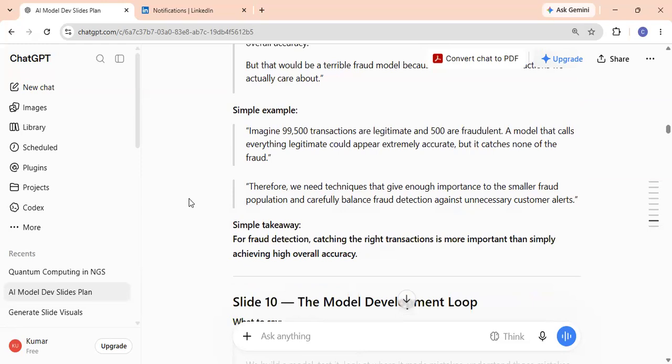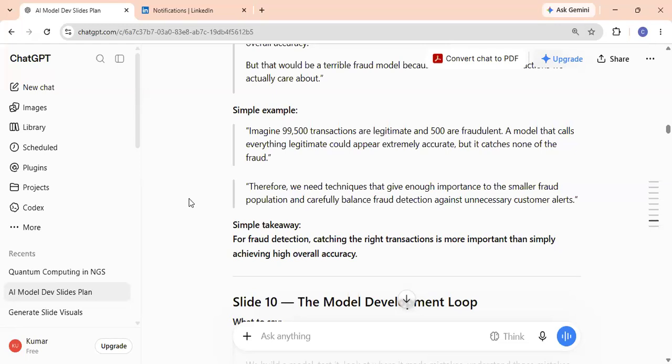It means that fraudulent identification paths or model algorithms testing is not going to be possible completely because it is not having sufficient data to test the paths, right? Therefore, we need techniques that give enough importance to the smaller fraud population and carefully balance fraud detection against unnecessary customer alerts. So, that algorithm techniques need to be identified to trace the fraudulent transaction from the data sets.